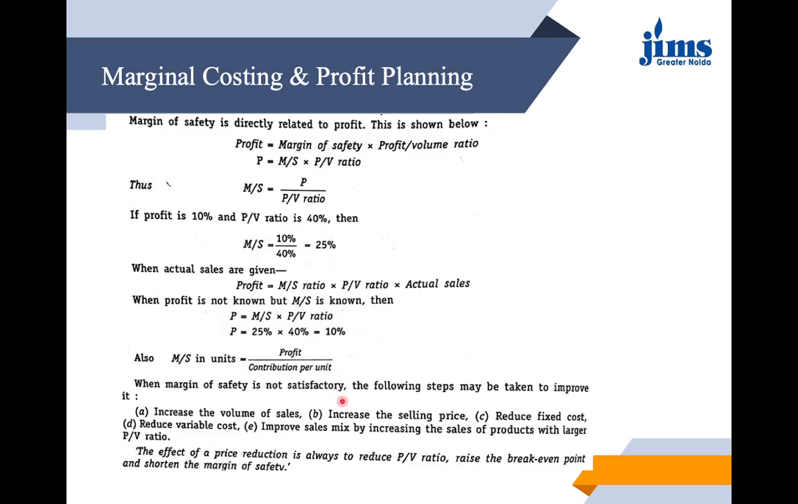When margin of safety is not satisfactory, we need to take certain steps to improve it, and the steps that we need to take can be: increase in the sales volume, increase in the selling price, reduce the fixed costs, reduce the variable costs, or improve sales mix by increasing the sales of products with larger PV ratio. The effect of price reduction is always to reduce PV ratio, raise the break-even point, and shorten the margin of safety.